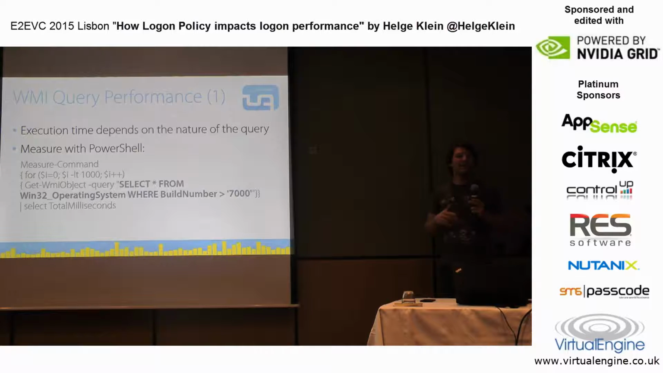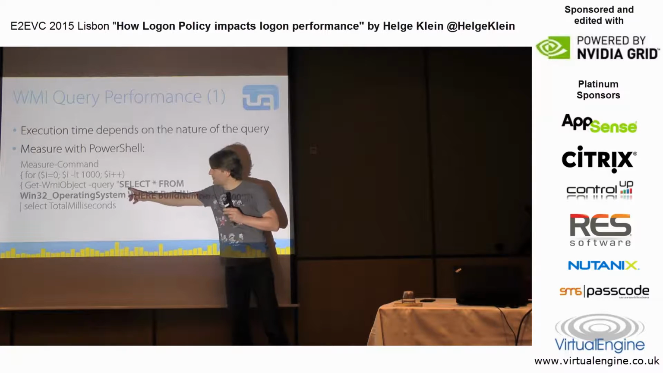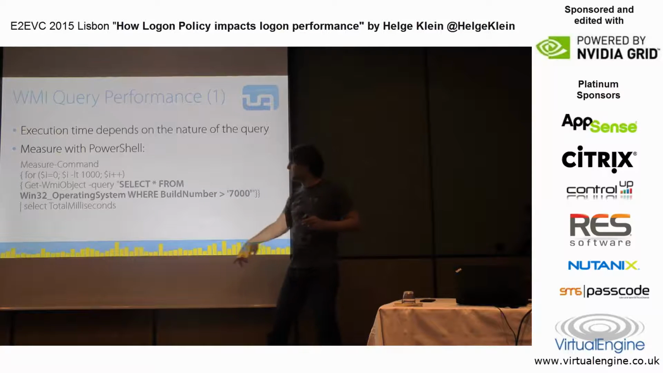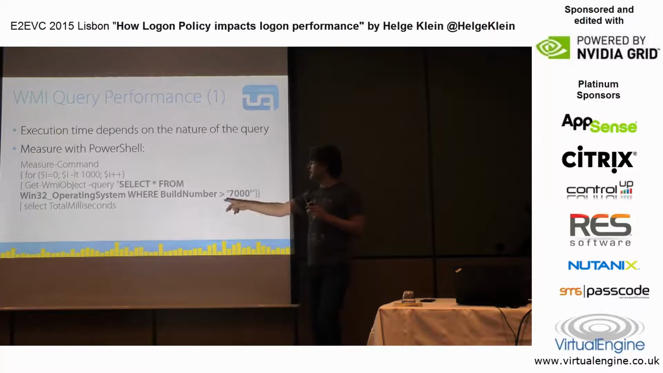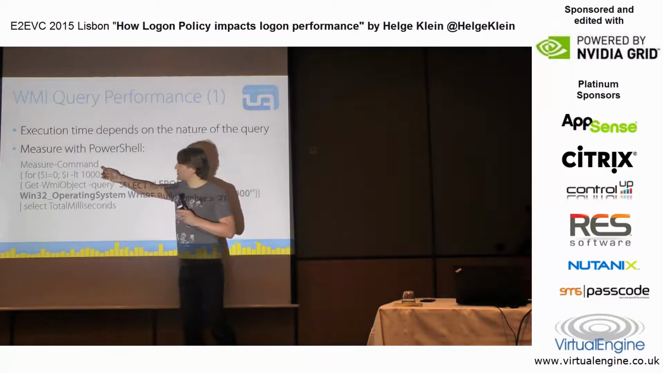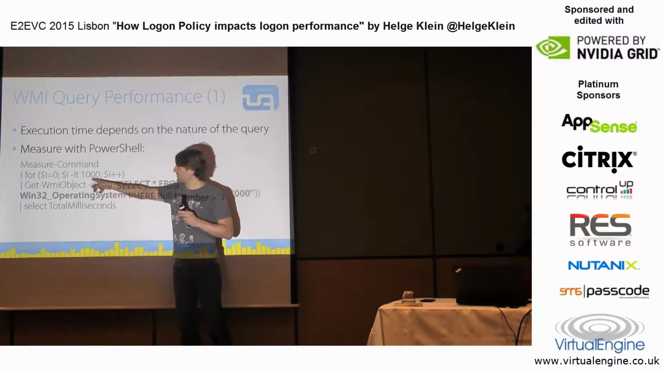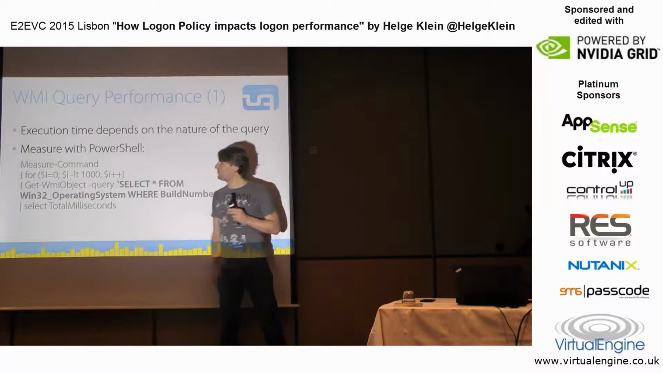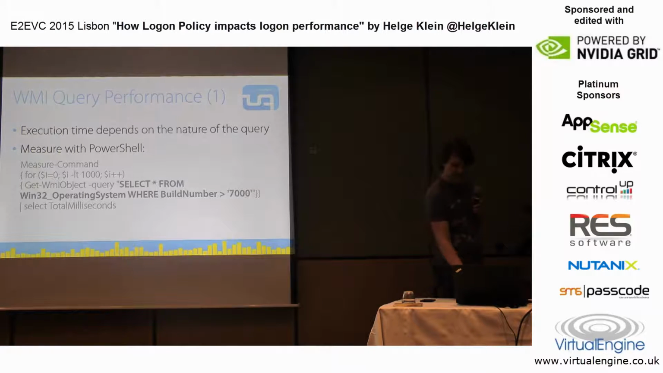First, if we have a specific WMI query string, we can measure how long it takes to execute with PowerShell. In this case, I'm using this string as an example: select everything from Win32_OperatingSystem where BuildNumber is larger than 7000. That's my WMI string. I'm running it with the PowerShell Measure-Command 1,000 times, and I'm interested in the total number of milliseconds this command takes to execute.